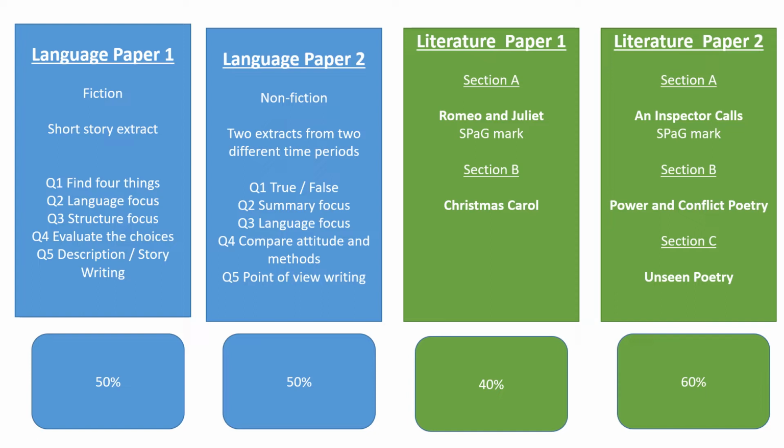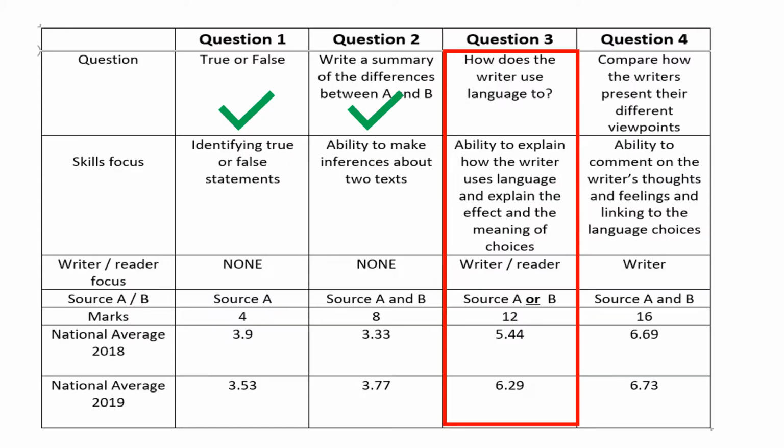So just a recap of the paper, we're looking at language paper 2, which is the non-fiction paper, 2 extracts from 2 different periods of time, and the paper will be about a particular topic. So the one we're looking at today is pollution. So question 3, and question 3 is always the same question, it's just the text that differs. So if we can get our head around the question, we know what the question is going to be on the exam paper, we just don't know what the text is, so we're preparing ourselves for that.